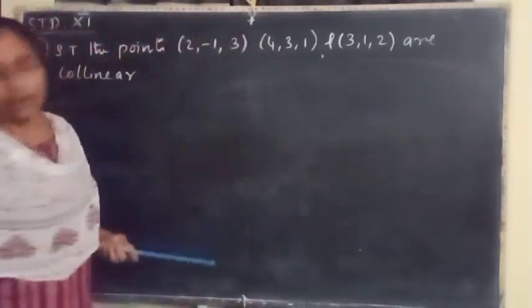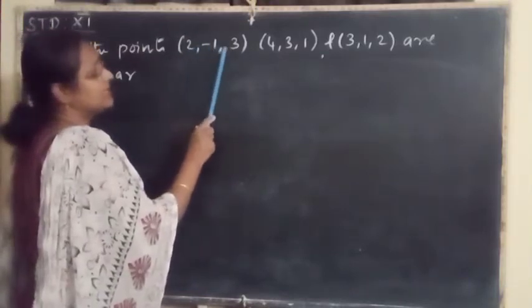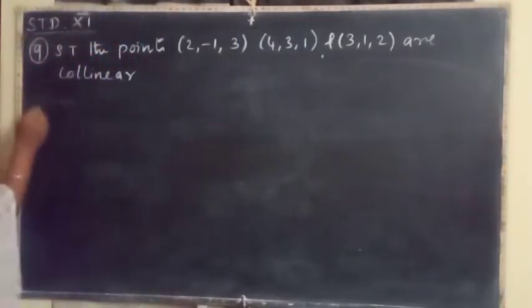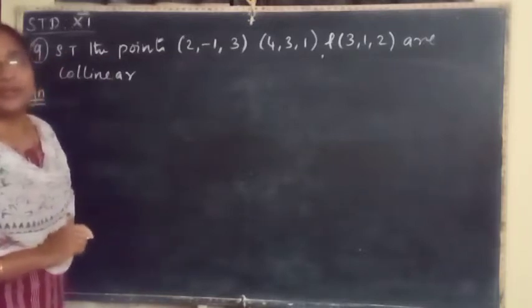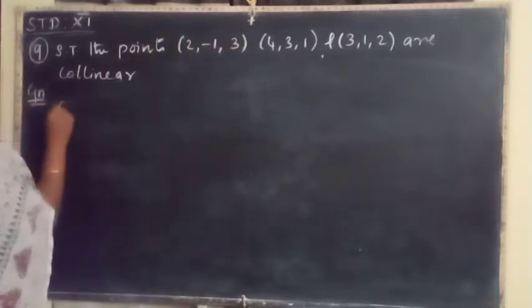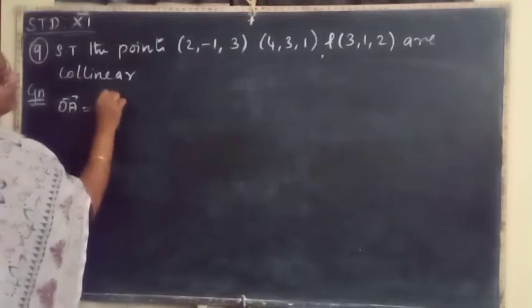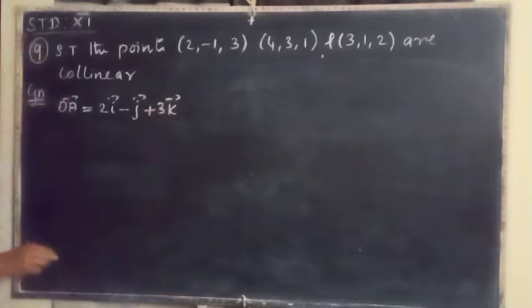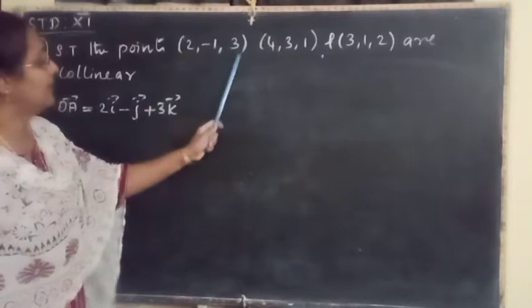Now, let's see how we are going to proceed to find whether the points lie on the same line. The points are given as (2, -1, 3), (4, 3, 1), and (3, 1, 2). I am going to assume these as position vectors. OA vector is equal to 2i minus j plus 3k. Along with the components, I have written 2i minus j plus 3k.